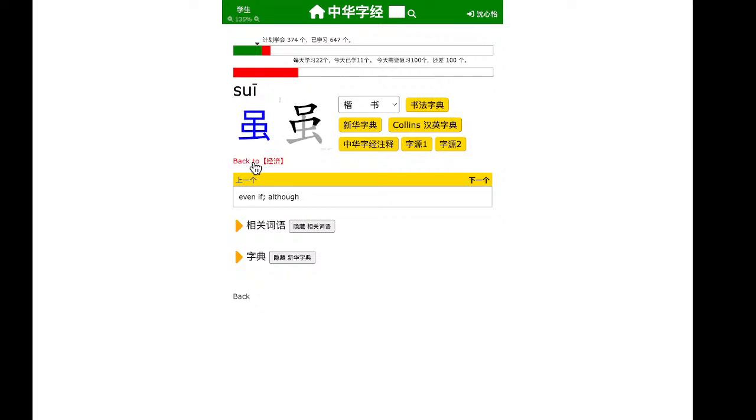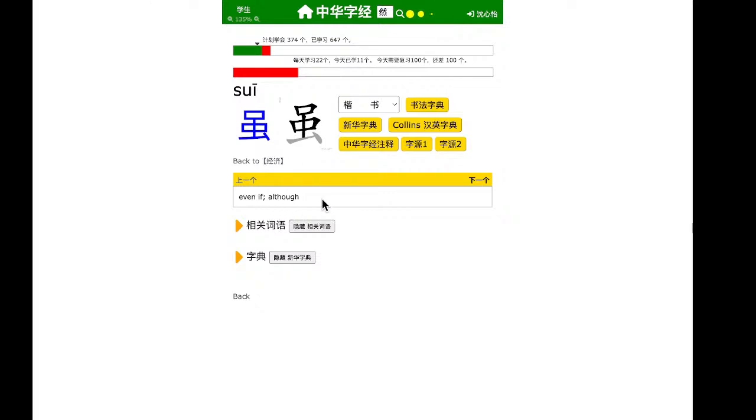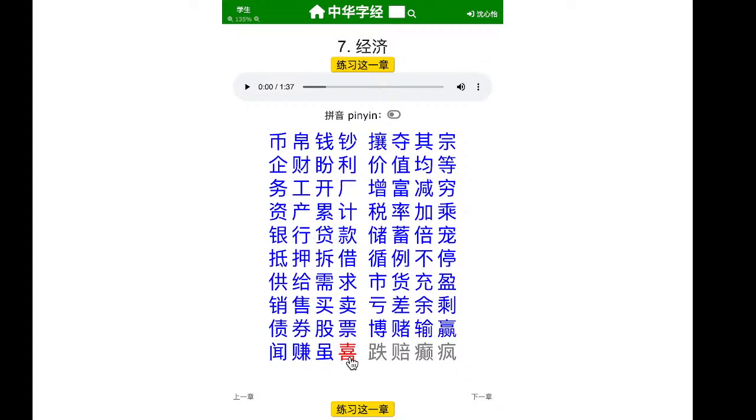虽 means even if or although. It's also used in 虽然, where 然, how do you explain? Did we go over that? There's a lot of grammatical uses for this one. 然 is but, although, thereupon, then, yes, so, like that. It's kind of vague, but it's used in a lot of things. 虽然 means even if or although. It just is in two parts instead of just one. You can use 虽 without 然 to mean the same thing, but we like to use them together.